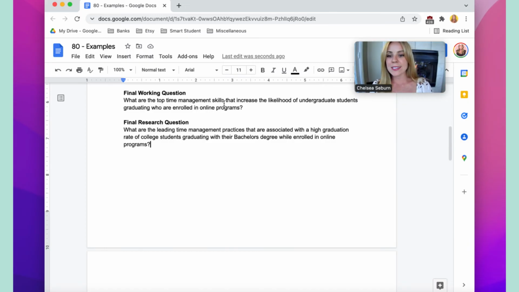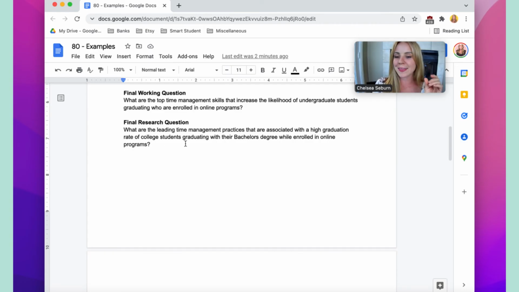So as you can see, we have a research question. It's very clear who we're going to be studying: college students that are getting their bachelor's degree who are enrolled in online programs. That's specific and very researchable at the same time. And then also what we're researching about them is we want to know what are the leading time management practices that help them graduate, that are associated with that high graduation rate. And so this is why this is an effective research question.